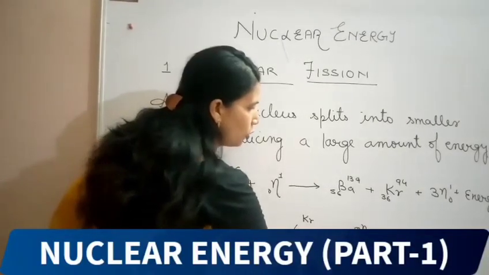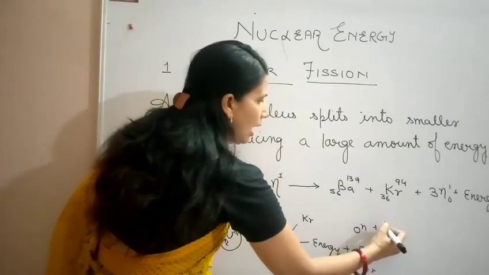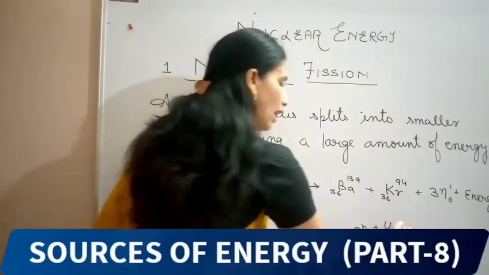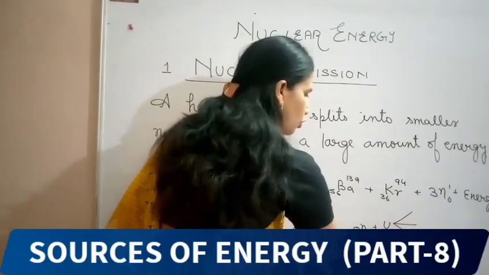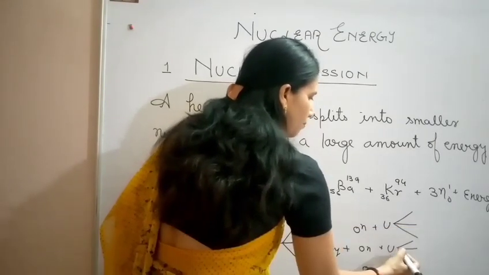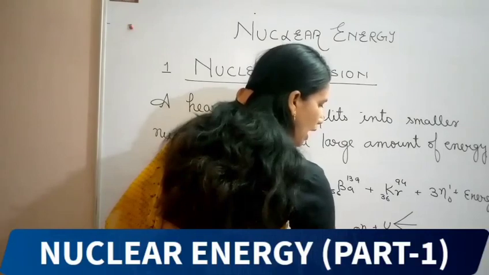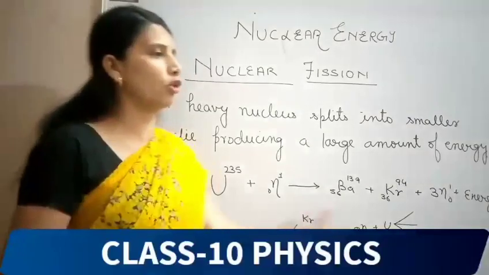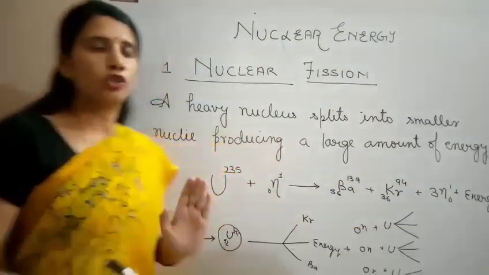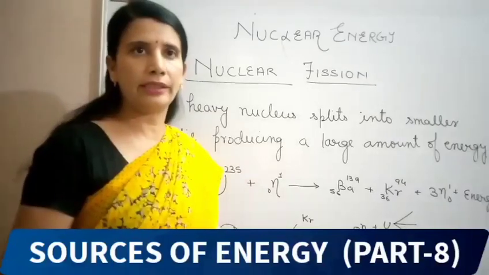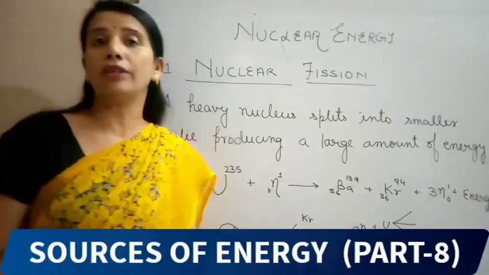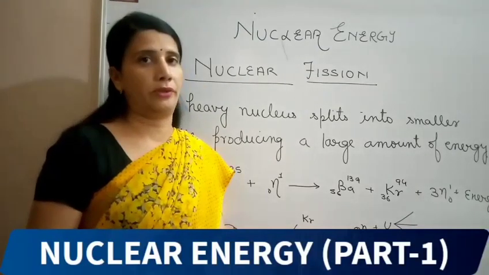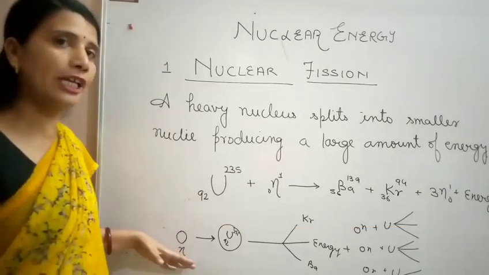Now these 3 more neutrons will react with another nucleus of uranium, and it will again produce 3 more neutrons along with krypton, barium and energy. And this again will produce 3 more neutrons, and the reaction will go on like this only. Okay, so if it is a controlled one, then we can utilize it. But if it becomes uncontrolled, then it turns into an atomic bomb. So this reaction is known as a chain reaction.